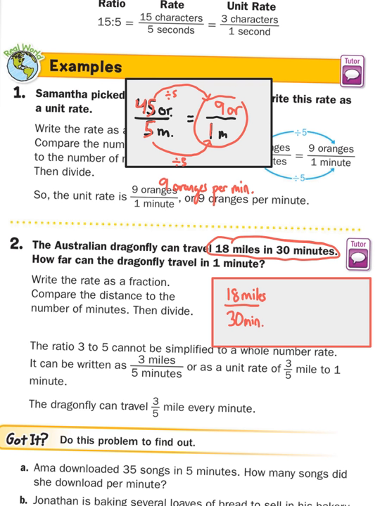Now it says, how far can a dragonfly travel in 1 minute? Now since the minutes is on the bottom, I'm going to write 1 minute on the bottom. And since that's a 1, that's a unit rate. Remember, a denominator of 1 makes it a unit rate. So here's what I see. You take that 30 and you divide by 30 because that will get you 1. And then you have to do 18 divided by 30.